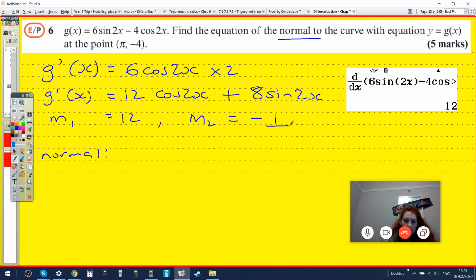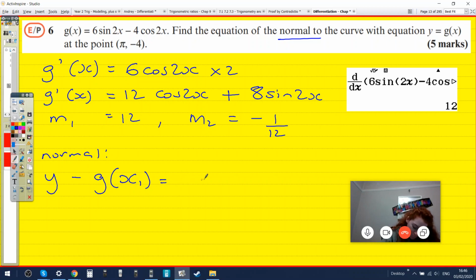Negative 1 over 12. Okay, yeah. So the equation of the normal in general, the other way, is y minus y1 equals m(x minus x1). So in general, they're using g of x, so to get the y coordinate, it's g of x1. But in this case, they already told us it's minus 4, so that's not too bad.